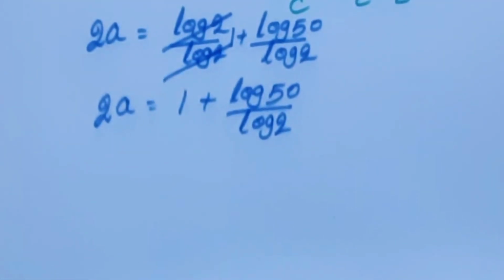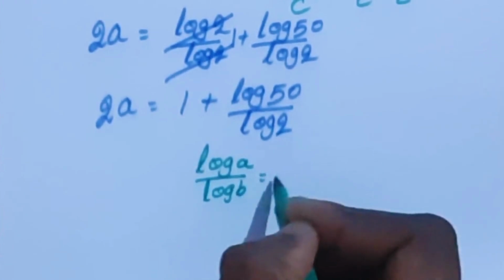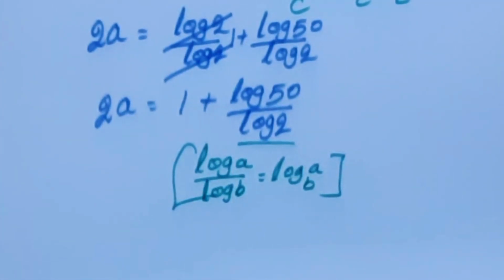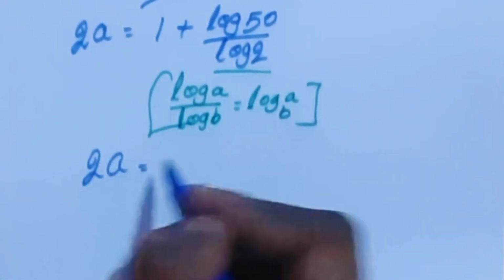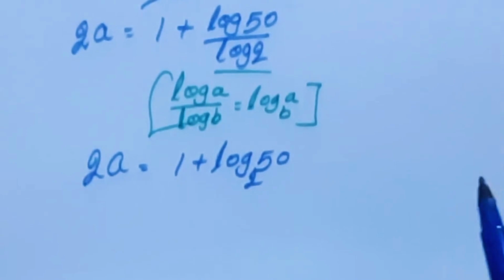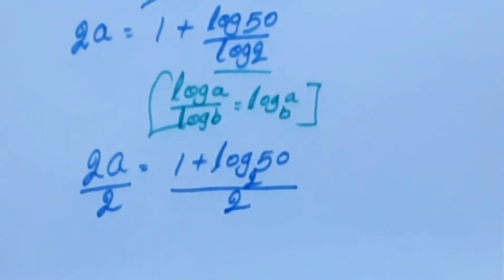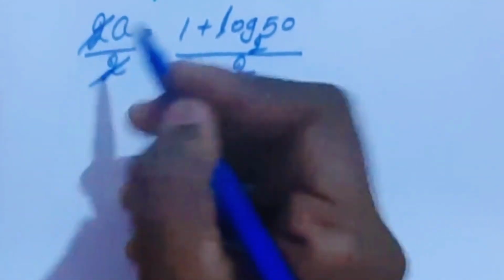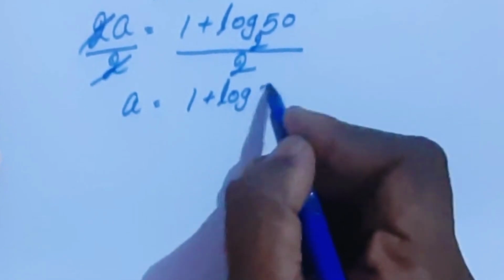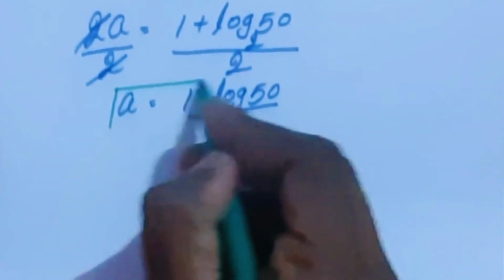Now here we are going to apply this log formula: log a by log b equals log a base b. So 2a equals 1 plus log 50 base 2. Now we are going to divide by 2 on both sides. Now this 2 cancels this. Here we have a equals (1 plus log 50 base 2) by 2. This is the a value.